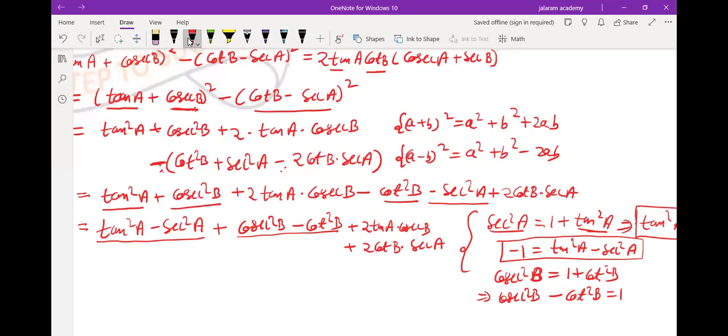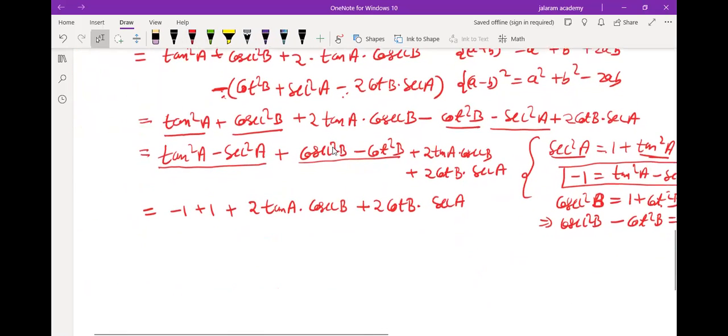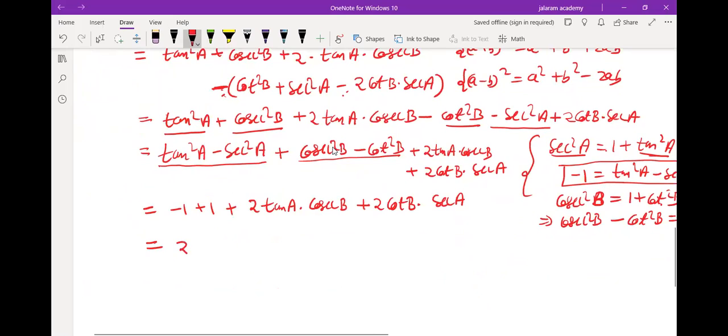So the next line we already have discussed. First two terms are giving -1. Next two terms are giving +1. And remaining two terms are written as they are. 2 tan A cosec B plus 2 cot B sec A. And what we have to bring? First we will cancel -1 and 1. It is 0. And next two terms are written as they are. 2 tan A cosec B plus 2 cot B into sec A.